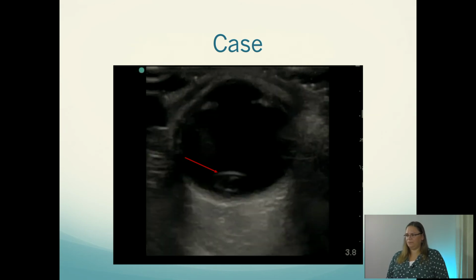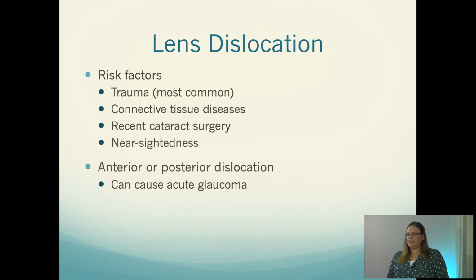And this is actually the patient's lens, which has been dislocated and is now floating in the posterior vitreous chamber. So this is, again, an example of lens dislocation, very easy to diagnose with ultrasound, most often associated with trauma, but can be associated with things like connective tissue diseases, recent cataract surgery, or nearsightedness. You can have both anterior or posterior dislocations, and you can assess for both of those with ultrasound. Of course, the difference between the two is that the anterior dislocation is more likely to cause acute glaucoma, and so might be a little bit more time-sensitive repair.